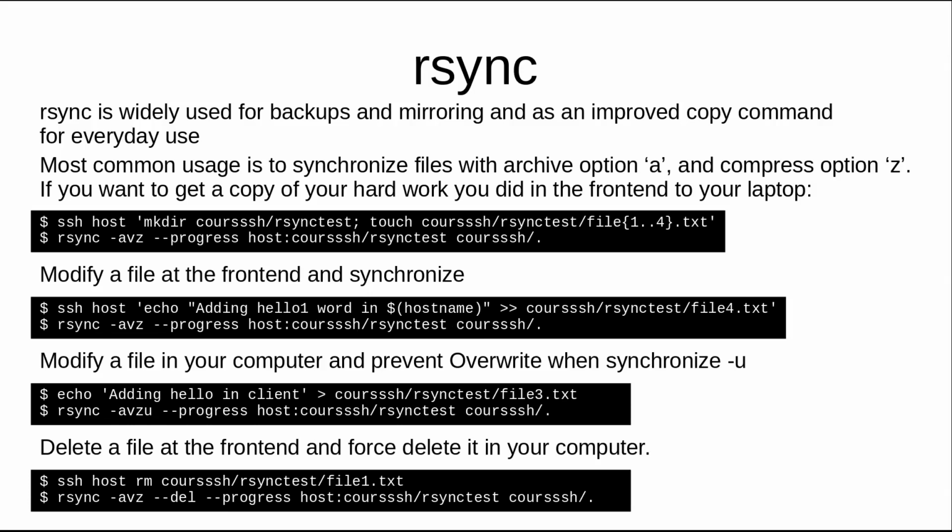If you modify a file on your computer and you don't want rsync to overwrite it, then synchronize with the -u option. rsync will keep the files at the destination even if they are deleted at the source. This behavior is similar to a backup. With the --delete option, the files deleted at the source are also deleted at the destination. This behavior is similar to a mirror.